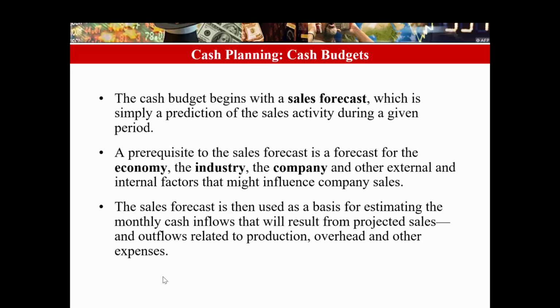The sales forecast is then used as a basis for estimating the monthly cash inflows that will result from projected sales and outflows related to production, overhead, and other expenses.